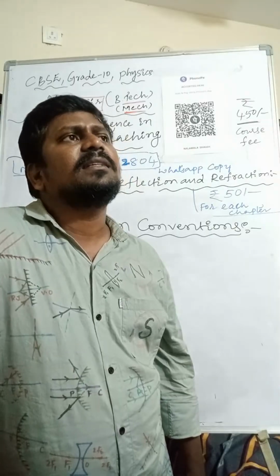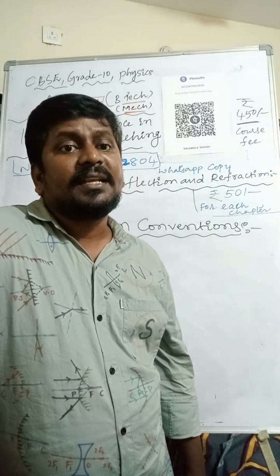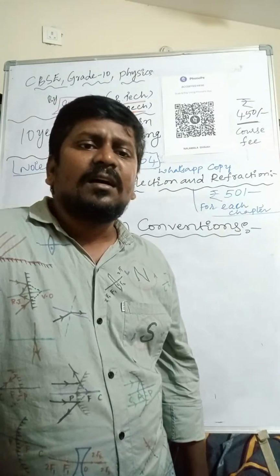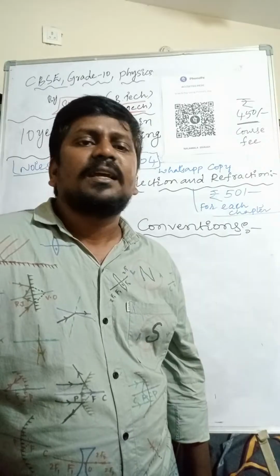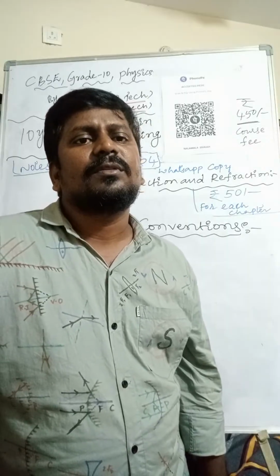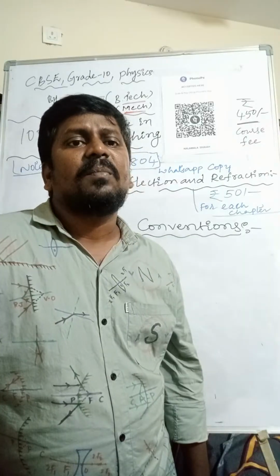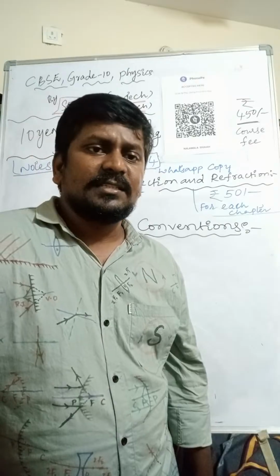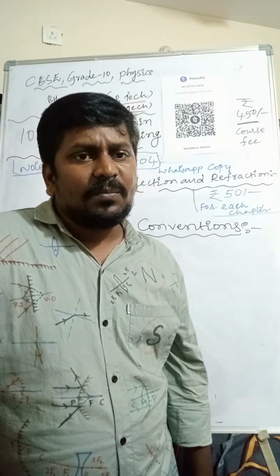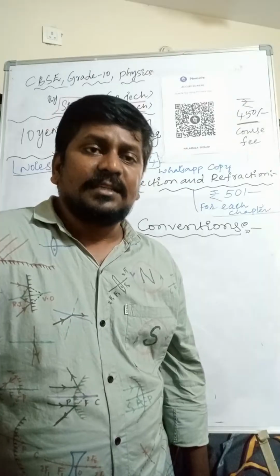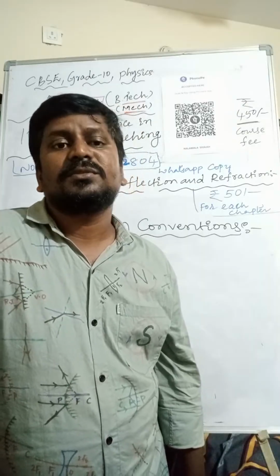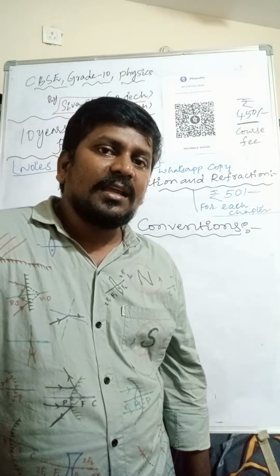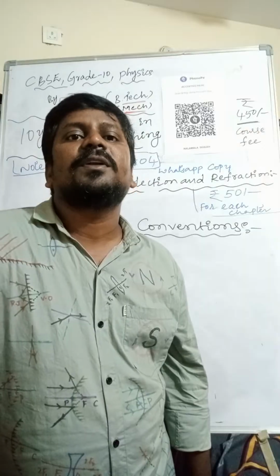New Cartesian sign convention, new Cartesian sign convention, all measurements taken from the pole. Distance along the incident rays positive. Distance opposite to incident rays negative. Distance above the principal axis positive. Distance below the principal axis negative.